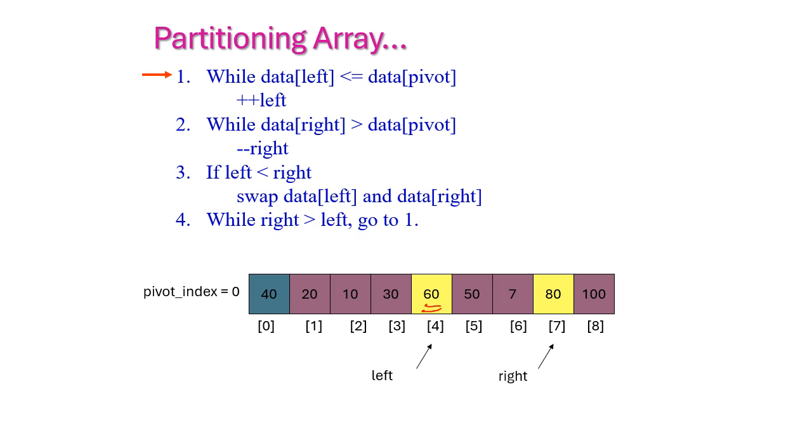Now the value 60 is greater than 40. The value 60 is greater than 40, hence we will move to the right index. The right index value is greater than 40, hence the right will be moved here. And now we need to check the right index value. The right index value is 80 and the pivot value is 40. So the right value is higher than the pivot value, hence right equals right minus 1.